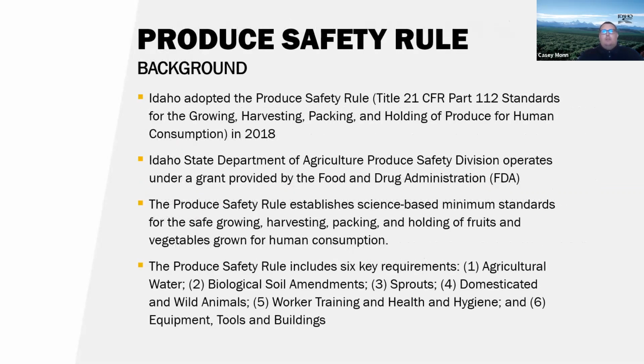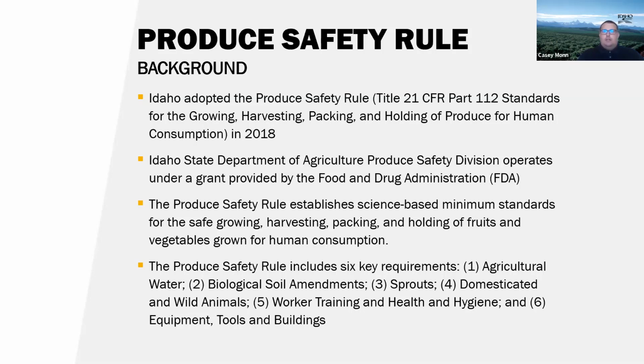So, the Produce Safety Rule. Now that we have a better understanding of what FSMA, the Food Safety Modernization Act, is, here is some background. Idaho adopted the Produce Safety Rule, whose official name is Title 21, Code of Federal Regulations, Part 112, Standards for the Growing, Harvesting, Packing, and Holding of Produce for Human Consumption. That is what we refer to as the Produce Safety Rule. You'll see the abbreviation PSR throughout the webinar, or even in some of our documentation or resources that you may be familiar with.